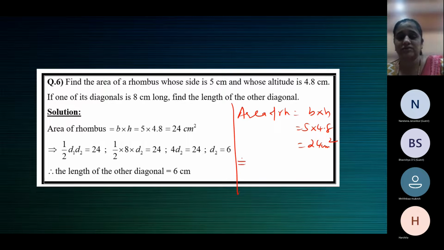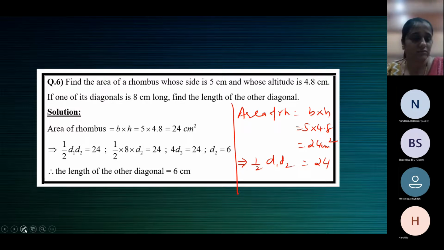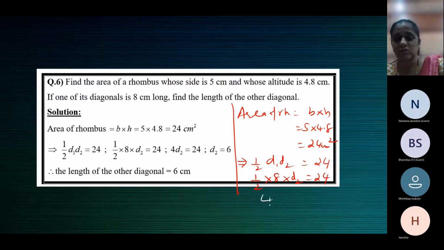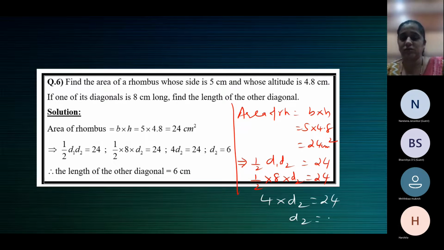So this implies half D1 D2 is equal to 24. Half into what is D1? 8, into D2 is equal to 24. So you can cancel, and you get 4 into D2 is equal to 24. D2 is equal to 24 by 4, which is 6. So the length of the other diagonal is 6 centimeters.